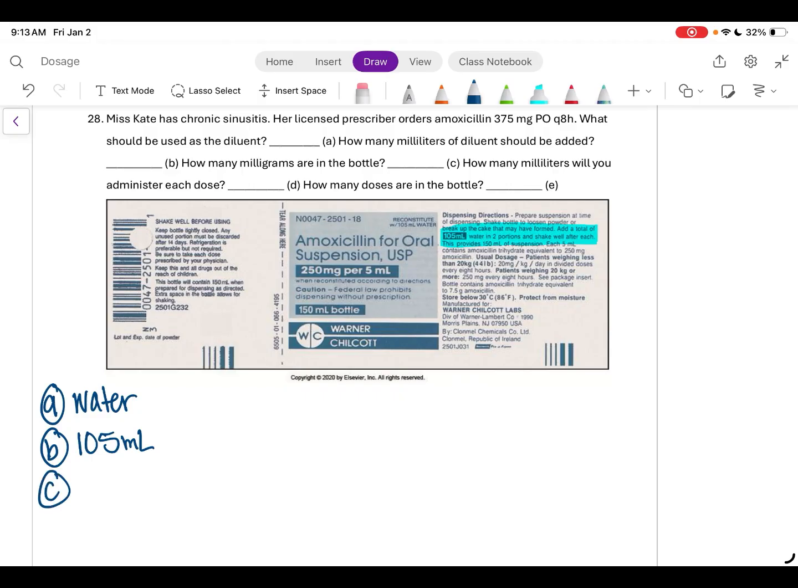Now we have to figure out how many milligrams are in the bottle, right? So we're going to use the concentration that we know, 250 milligrams for every 5 milliliters, right? We know that the entire contents of the bottle are 150 milliliters, right? Our question is how many milligrams. So I'm going to say X mg, okay? 250 milligrams, right, per every 5 milliliters.